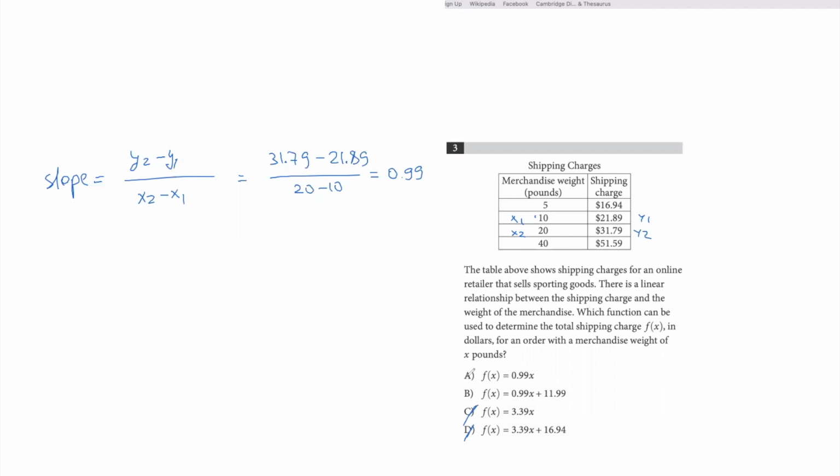How do we know whether the answer is A or B? We can just substitute. When x is 10, y should be 21.89. If x is 10, y is not. So the answer will be B.